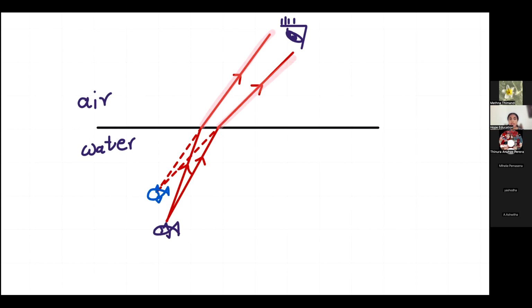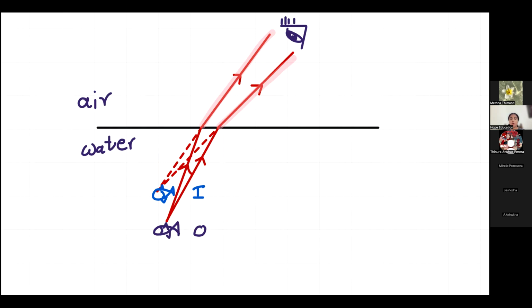This is the object, which is the fish. This is the image. Image means what you see. The real object is here, but you see it as if the image is here. So the place where you see the fish is not where the fish really is. Because this is the image, but this is the object. Did you all understand that? Yes, teacher. So the object is in one place and the image is in another place.